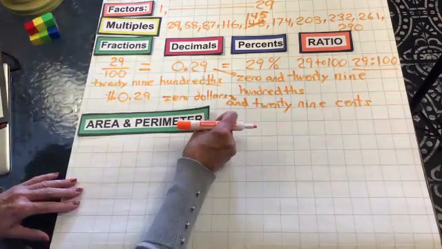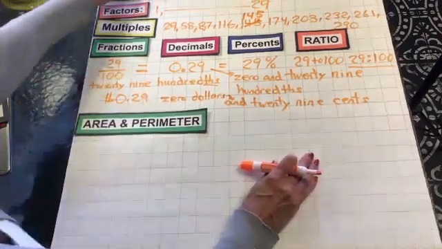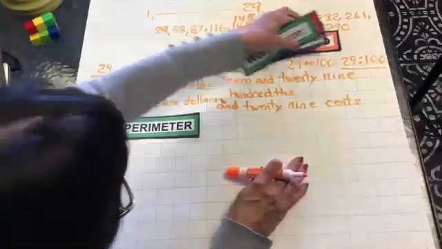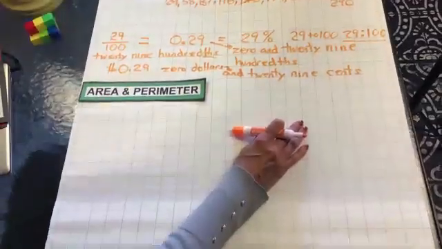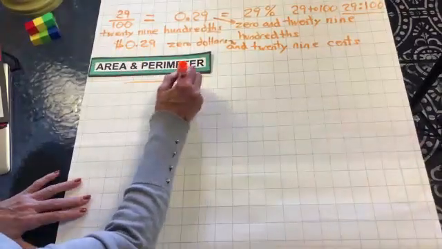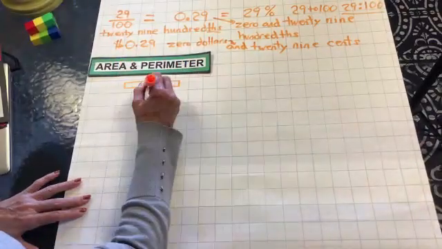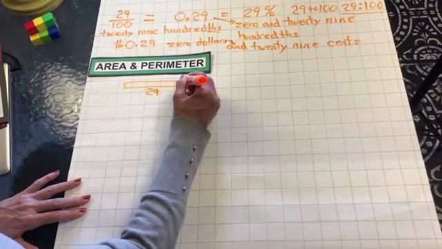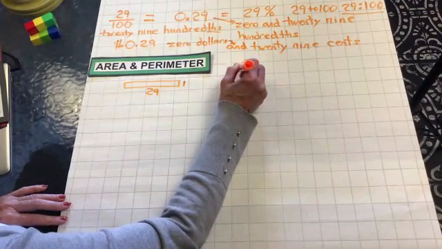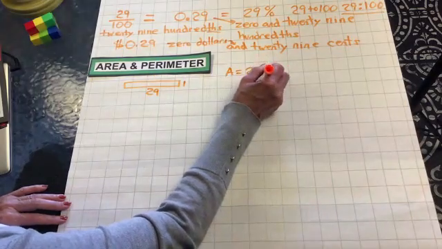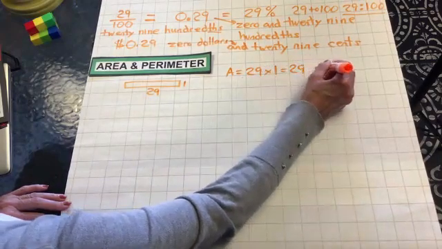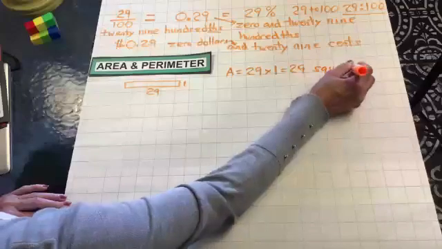to area and perimeter. Since we only have one factor pair for 29, 1 and 29, this is going to be a real quick area and perimeter and volume, that is. So let's draw our first one. And we're going to say it's 29 long by 1 wide or 1 deep. So our area would equal 29 times 1, which equals 29 square units.